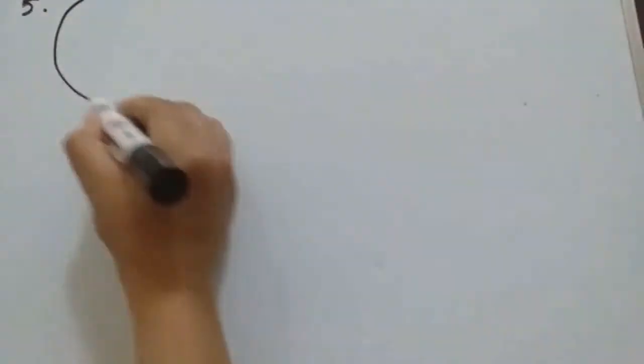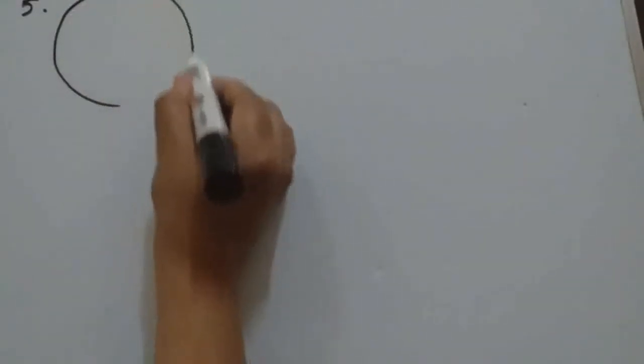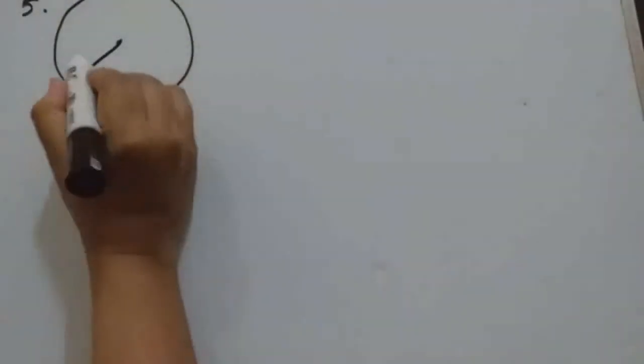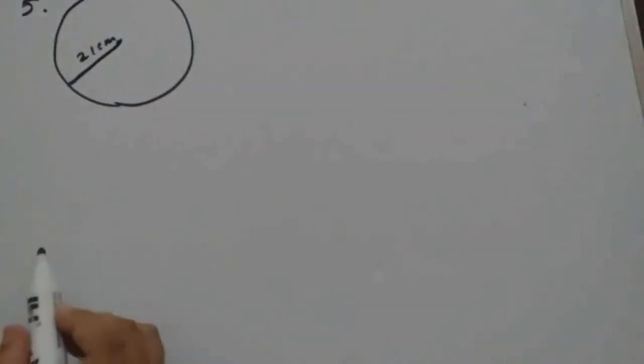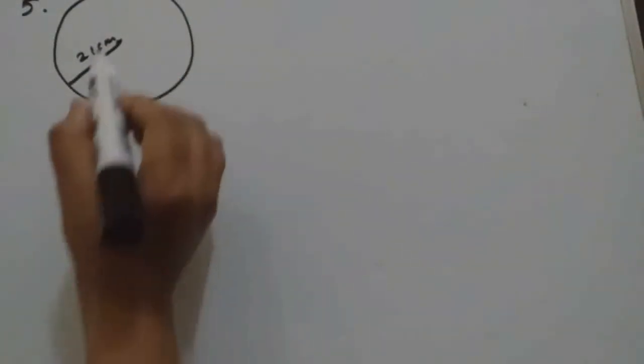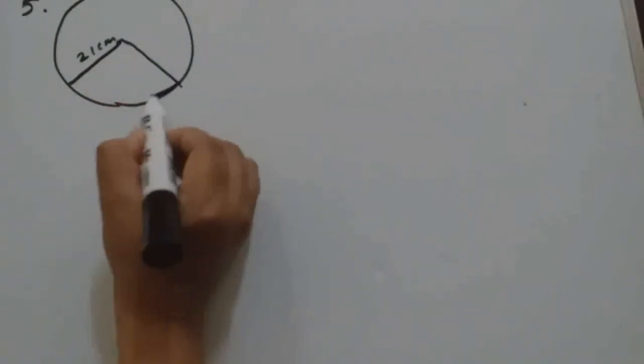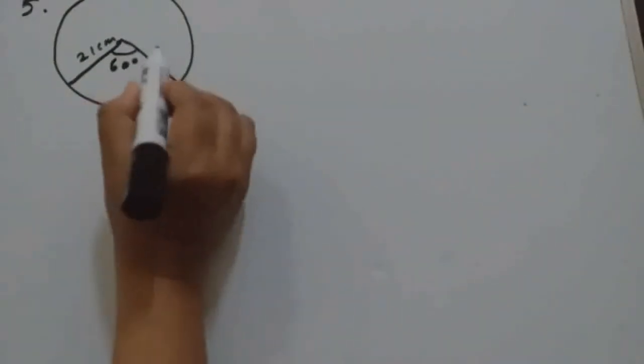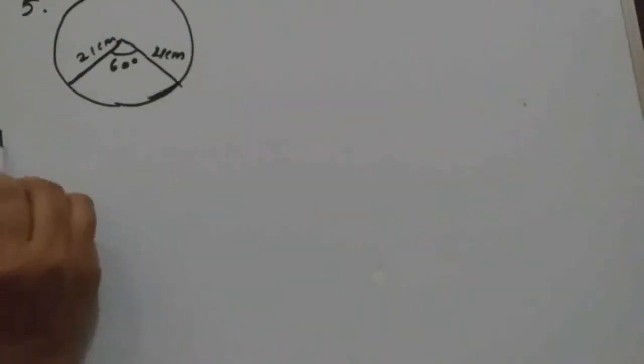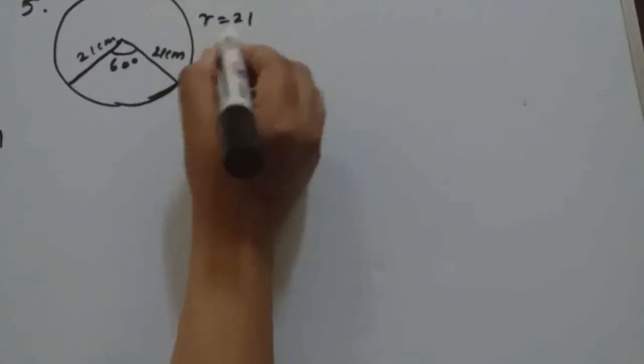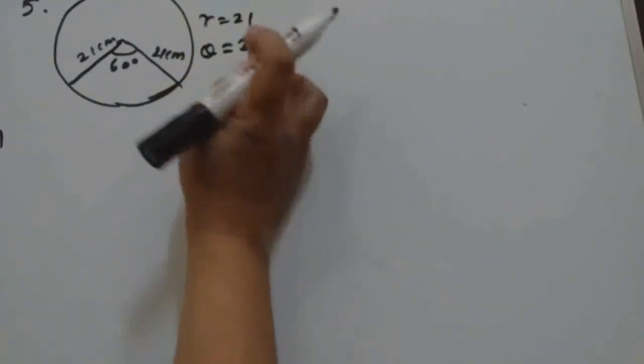Question number 5. In a circle of radius 21 centimeter. This is a circle, 21 centimeter radius. An arc subtends an angle of 60 degree at the center. So this angle is 60 degree. So three things we should find here. Length of the arc, that we will find, where r is 21 and theta is 60.